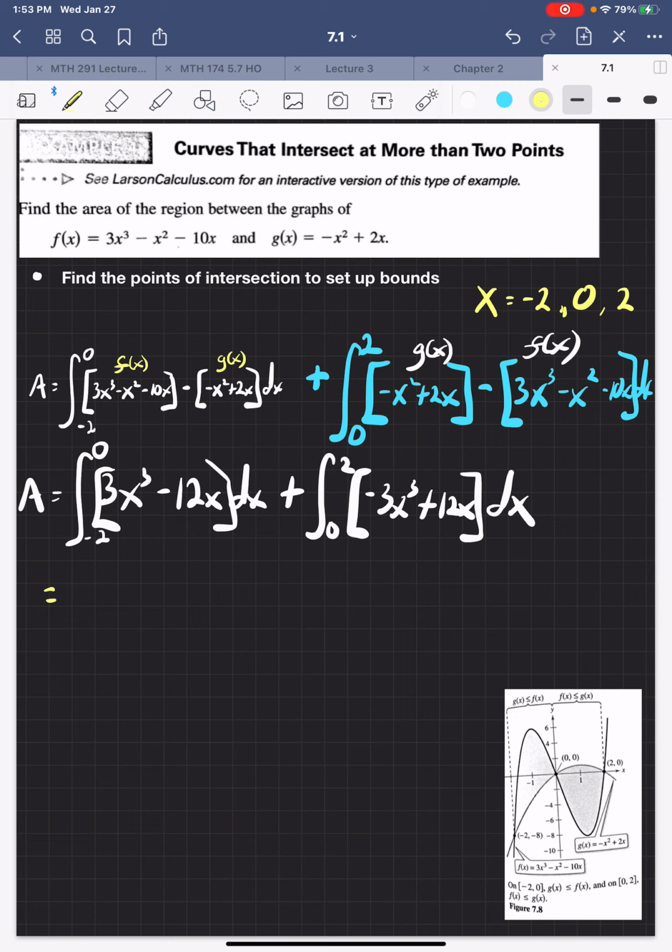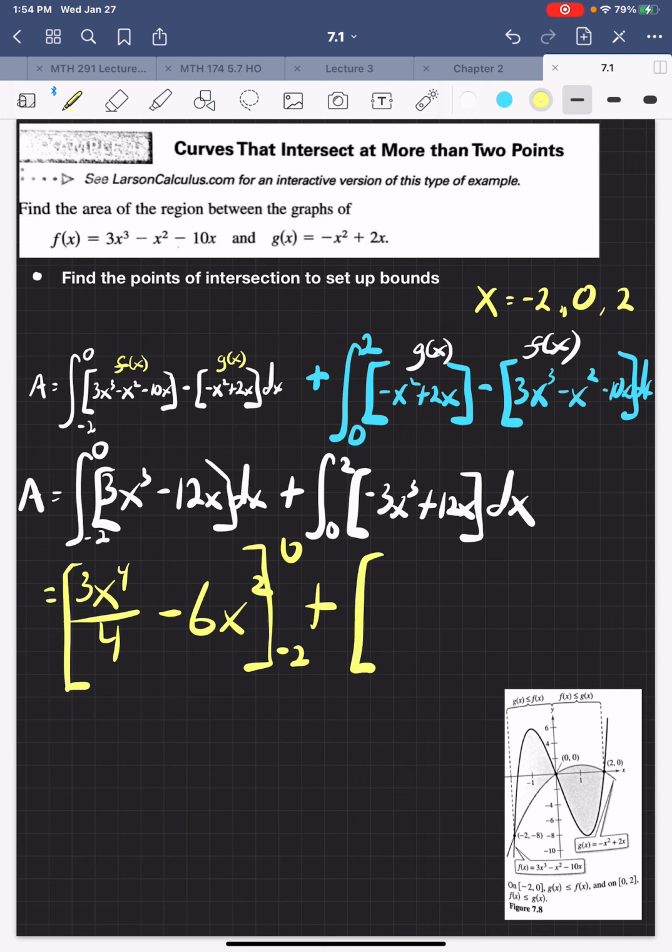So let's go ahead. If I integrate, this would be 3x to the 4th over 4 minus 6x squared from -2 to 0, plus negative 3x to the 4th over 4 plus 6x squared from 0 to 2. And yes, that is correct. What I had is correct.